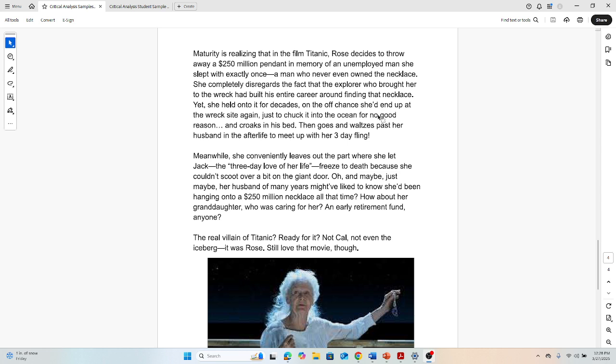This one I found on the internet. I think this is hilarious. Maturity is realizing that in the film Titanic, Rose decides to throw away a $250 million pendant in memory of an unemployed man she slept with exactly once. So again, a little exaggeration, but it's pretty funny. When you read through this whole thing, the real villain of Titanic is Rose.